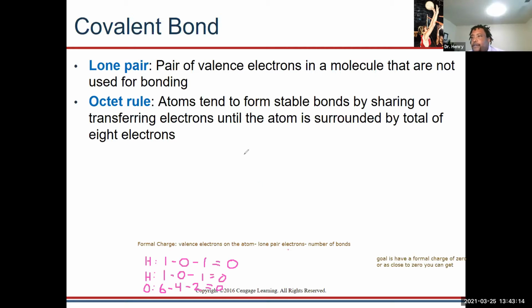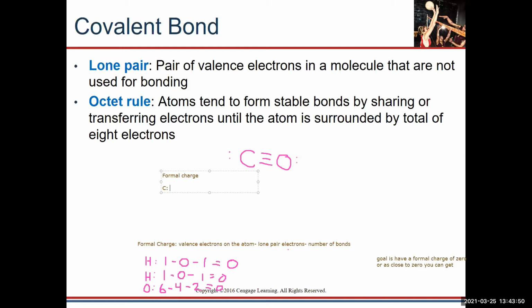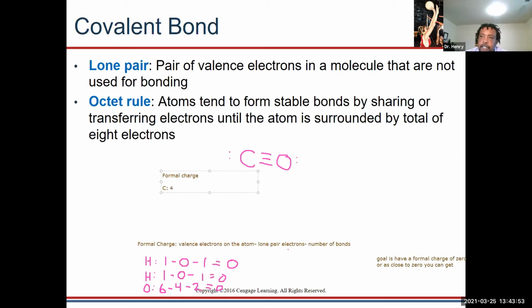Okay. So we know that we did C. Oh, so carbon monoxide looks like this. So if we wanted to calculate the formal charge for carbon monoxide, so we have formal charge. Okay, so for carbon, how many valence electrons do we have? 4. Carbon has 4 valence electrons.